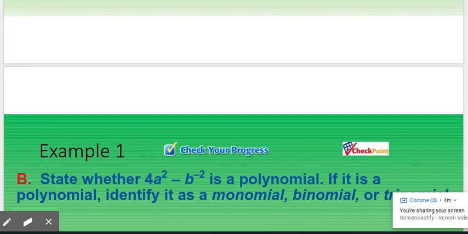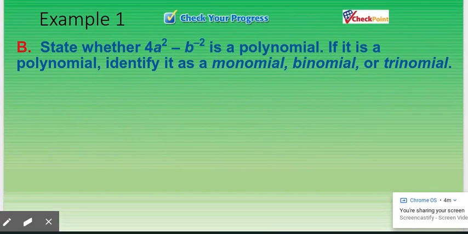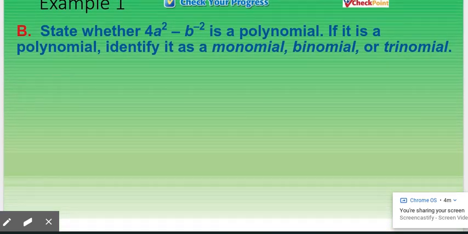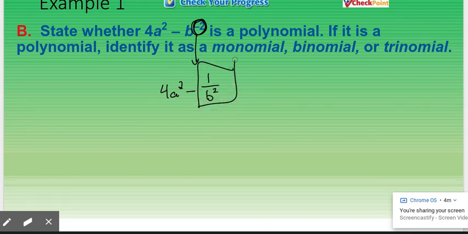Okay. For letter B, I want you to decide whether this is a polynomial. If it is, monomial, binomial, trinomial. Now, many times in this particular one, I have a lot of people that'll say, well, Mr. Lone, this is a binomial. Technically, this is not a binomial, and it's because of that negative exponent. Remember, that negative exponent means that when I simplify, I would have 1 over b squared. Okay, so since this is not a monomial itself, that's not a polynomial. So this would be none.